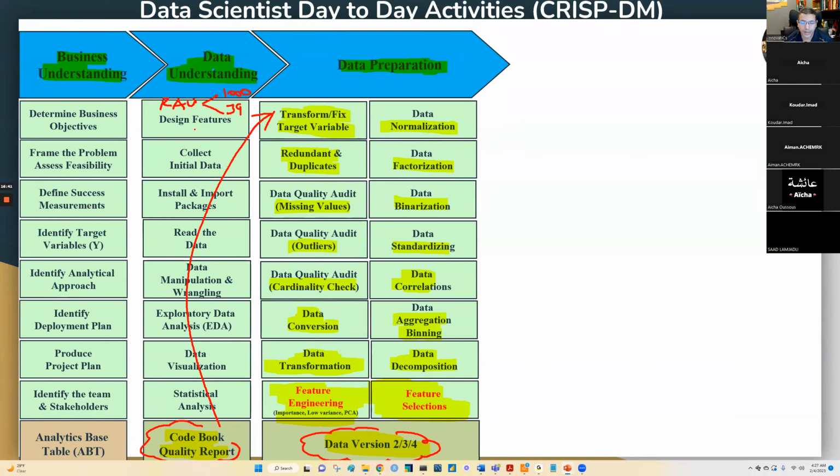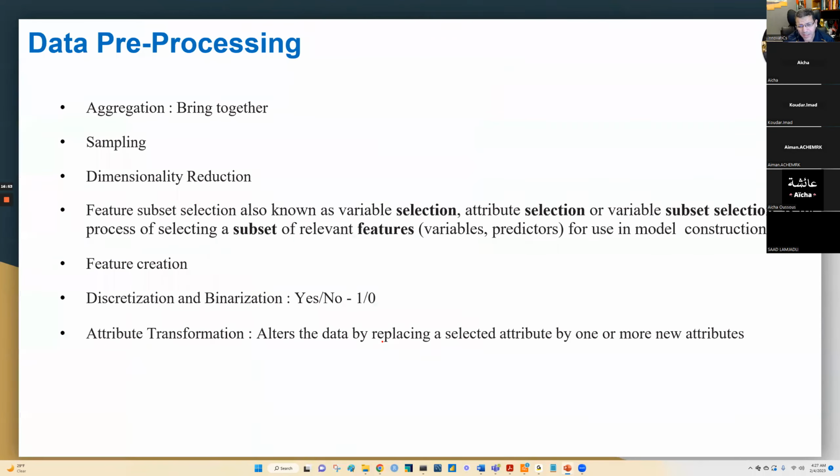or multi-collinear. So we ended up having 27 features, and that's pretty much all that we did.